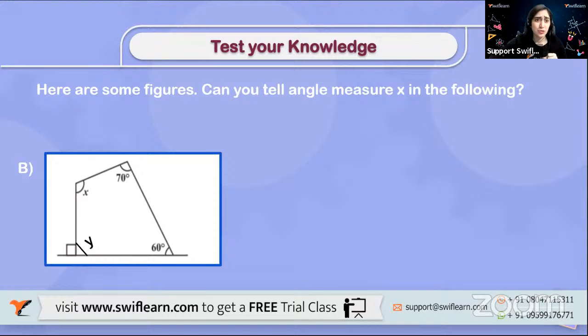Now I think it's pretty easy to calculate the value of x. I know this value is 90 degrees now. So I know the sum should be equal to 360 degrees. So 360 should be equal to x plus 70 degrees plus 60 degrees plus 90 degrees. So what's the value of x? Quickly tell me. What's the value of x? Calculate and tell me.